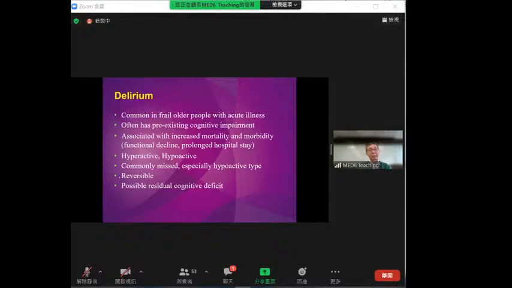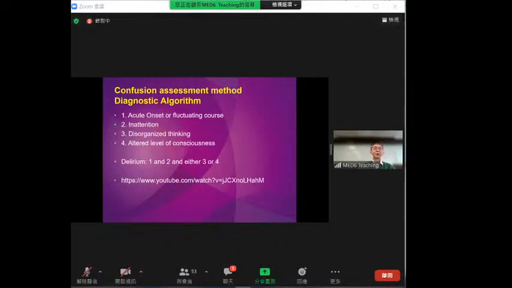It is said to be reversible. If you can treat the precipitating cause like pneumonia, then the delirium might improve. But the important point about this is that after an episode of delirium, people get some degree of cognitive impairment. So it does leave a mark in the brain. The longer the duration of the delirium, the more residual cognitive deficit. How to look for confusion?